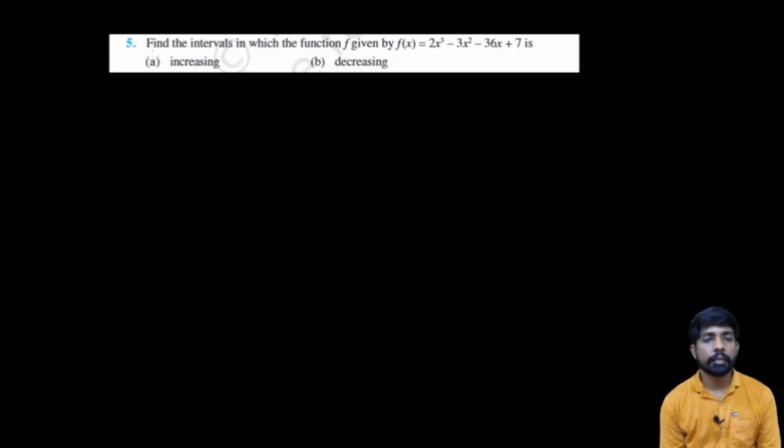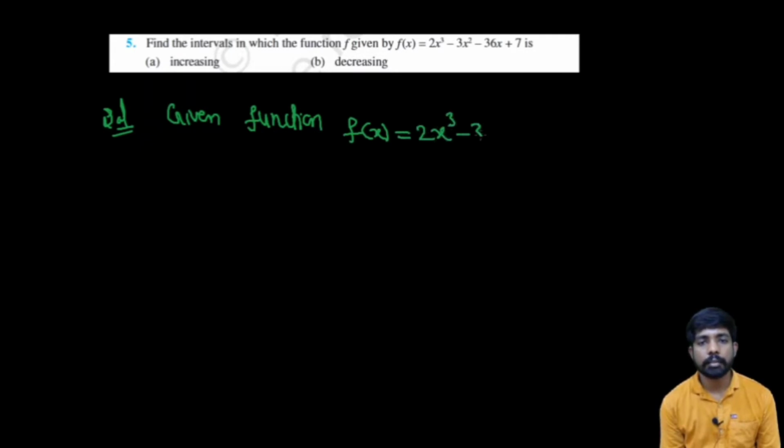Next, here we have a question: find the intervals in which the function f of x is equal to 2x cube minus 3x square minus 36x plus 7 is increasing and decreasing. Whenever you encounter an intervals kind of question, first differentiate, make it equal to 0 and find the critical points. Then plot them on a number line and you can get the increasing and decreasing intervals. Now first, the given function: f of x is equal to 2x cube minus 3x square minus 36x plus 7.